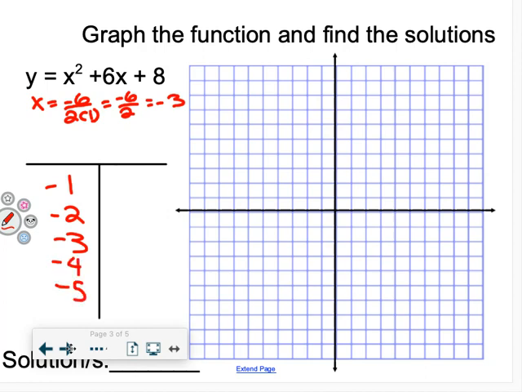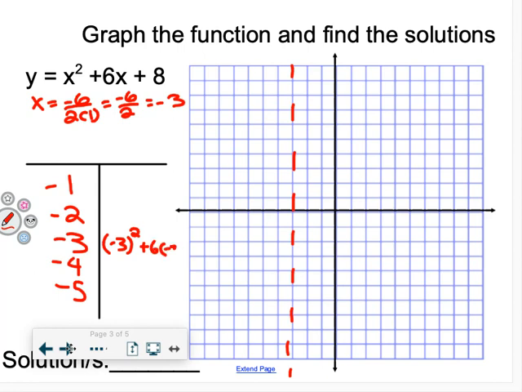Now I want to find my vertex. I know my axis of symmetry is x equals negative 3. I know it's going to be symmetrical on both sides of this line right here. What I need to do is find where this vertex is at. So I'm going to plug it back into my original here.